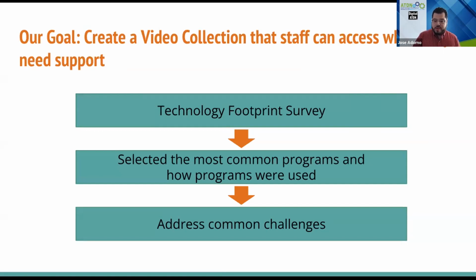From there, we selected the most common programs and how programs were used. And as a fun fact, the survey had a total of 19 programs listed when we administered it, sorry. And when the results came in, there were over 60 programs submitted. So with the shutdown and everything that was going on, there's a lot of ways that agencies were using programs.